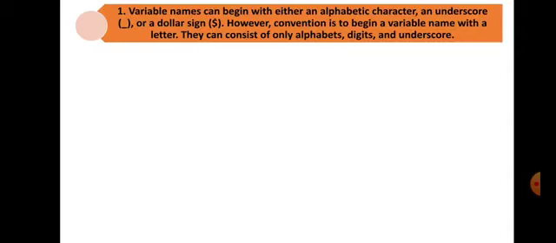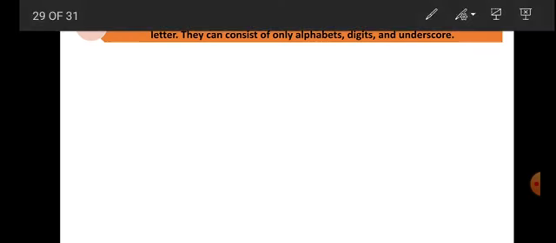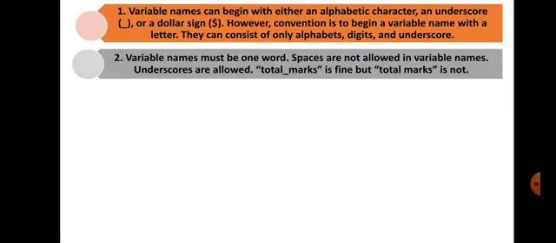Now here, variable names. What are the precautions that you have to follow when you are dealing with variables? The first point is, a variable name can begin with either an alphabetic character, an underscore, as is given very clearly, or a dollar sign. However, convention is to begin a variable name with a letter. They can consist of only alphabets, digits and underscore. The second one, the variable names must be one word. Spaces are not allowed in variable names.